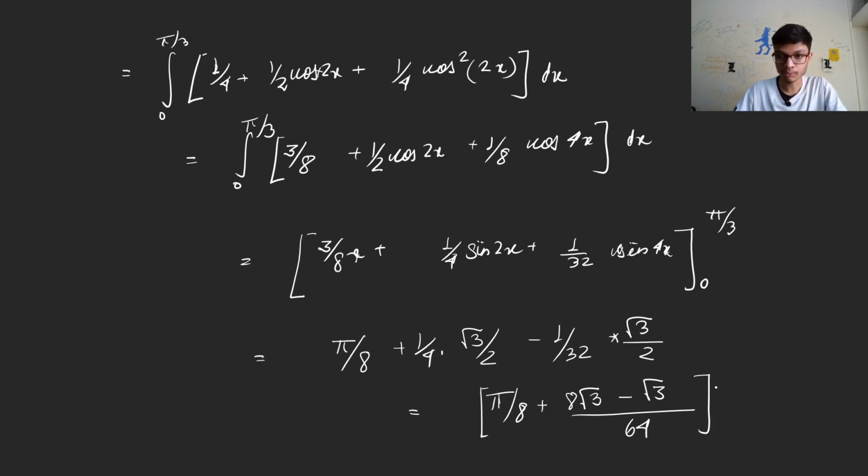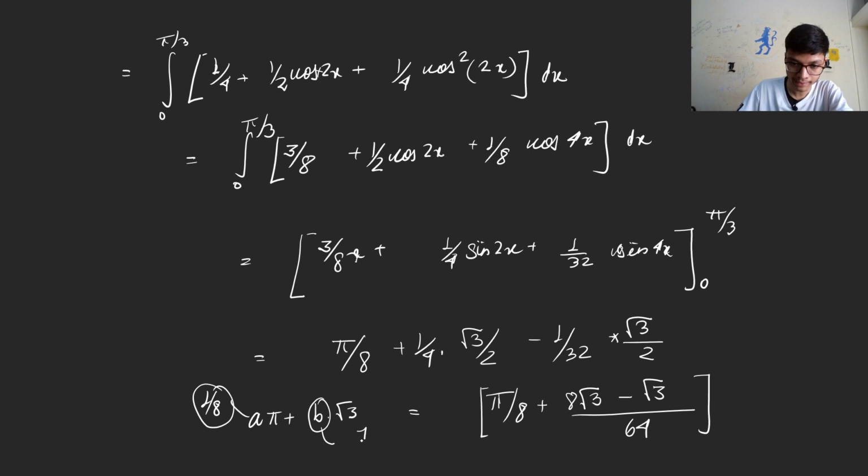And if you compare with the given result, which was of the fashion a pi plus b times root 3, you can see that if you compare the corresponding terms, you will get the value of a as 1 by 8, and you will get the value of b as 7 divided by 64, and both of them are rational numbers. So from here you got the values of a and b.